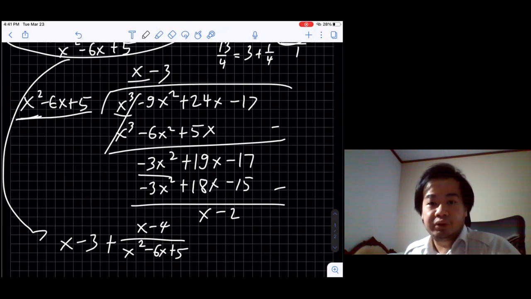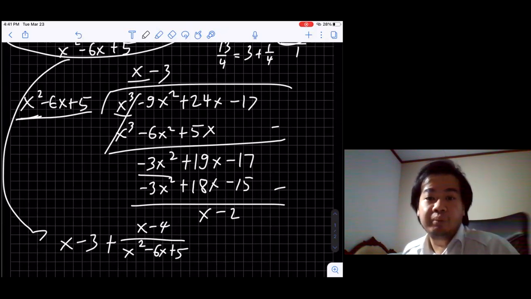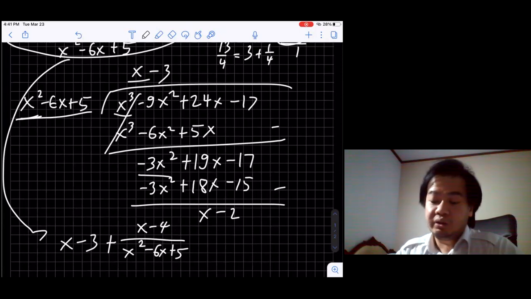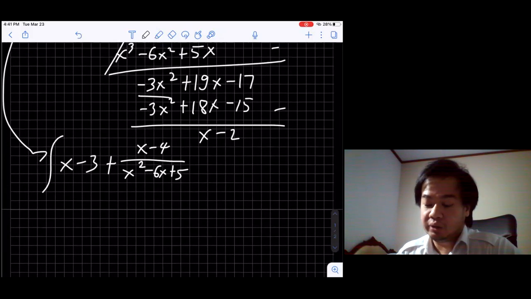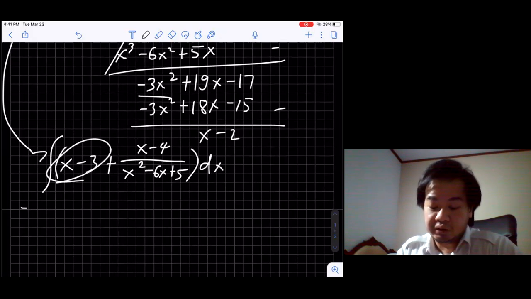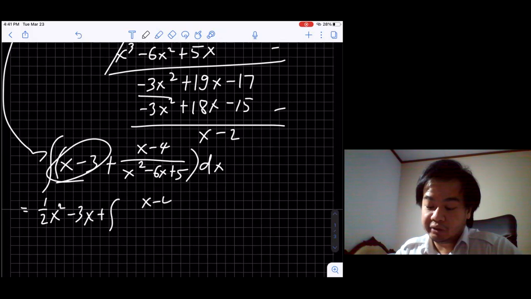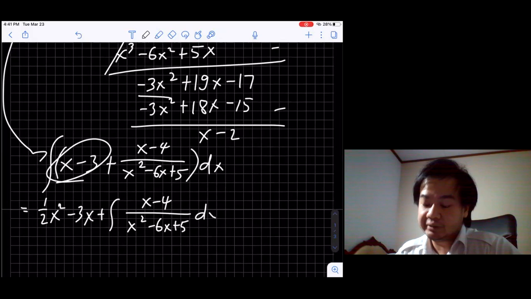I hope you still remember how to perform long division. And then if we want to integrate this, it's the same as integrating that one, right? So actually this is easy. This is basically just equal to half x squared minus 3x, and then the problem is how to integrate x minus 4 over x squared minus 6x plus 5 dx.